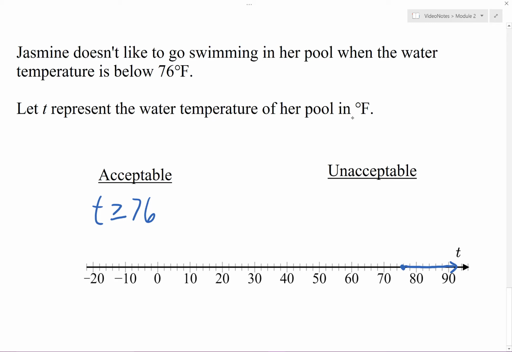Values of t that are unacceptable water temperatures for Jasmine can be represented by t is less than 76. And we can represent this visually by plotting an open dot at 76 and then shading all values to the left of 76.